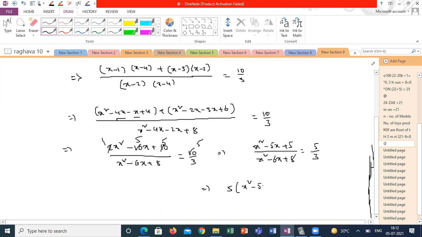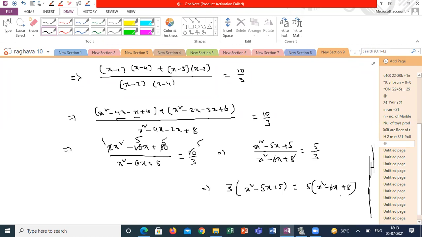5 into x square minus, sorry, 3 into x square minus 5x plus 5 is equal to 5 into x square minus 6x plus 8. Now solve this question. What is the final quadratic equation you are getting? First tell me. After that you can use the factorization method.